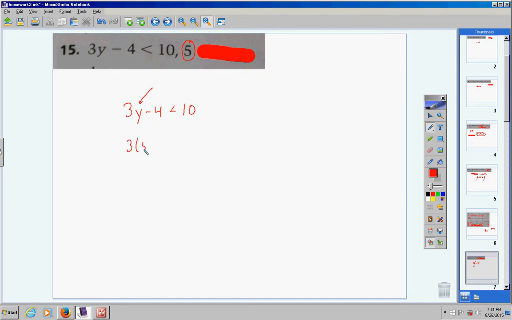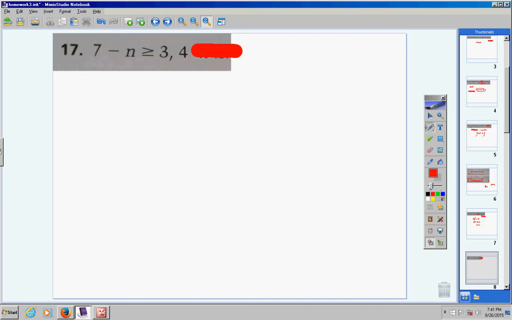So 3 times 5 minus 4 less than 10. 3 times 5 is 15 minus 4 is 11. 11 is less than 10. That is not true. So no, we say it is not a solution. Okay? 5 is not a solution of this inequality.